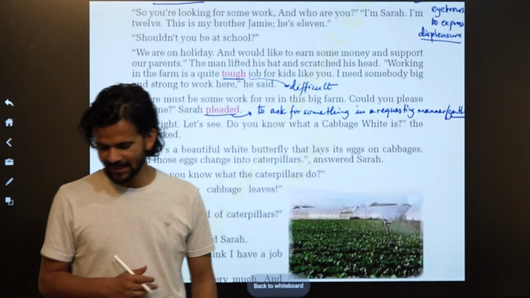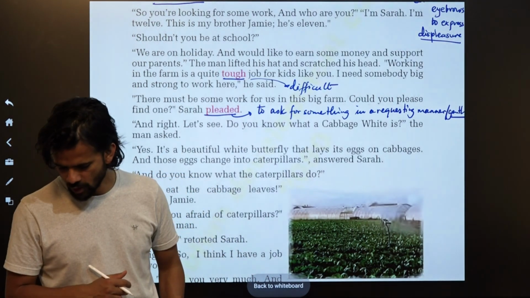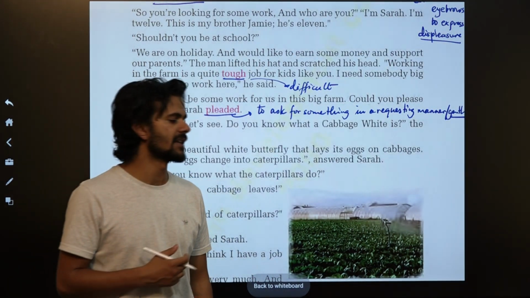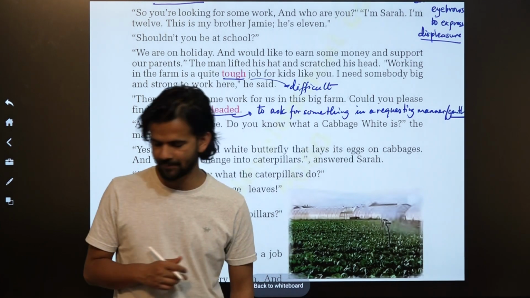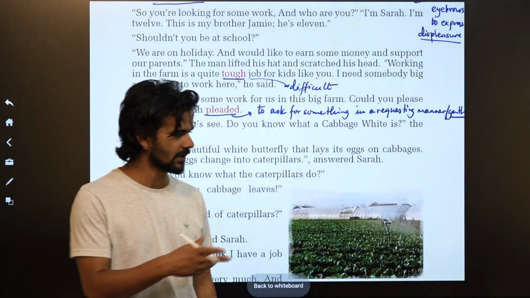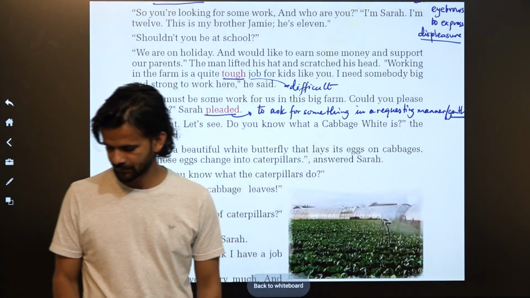And right, let's see. Do you know what a cabbage white is? So he's asking a question. Do you know what a cabbage white is? No idea. Do you know what a cabbage white is? We'll figure it out, the man asked.